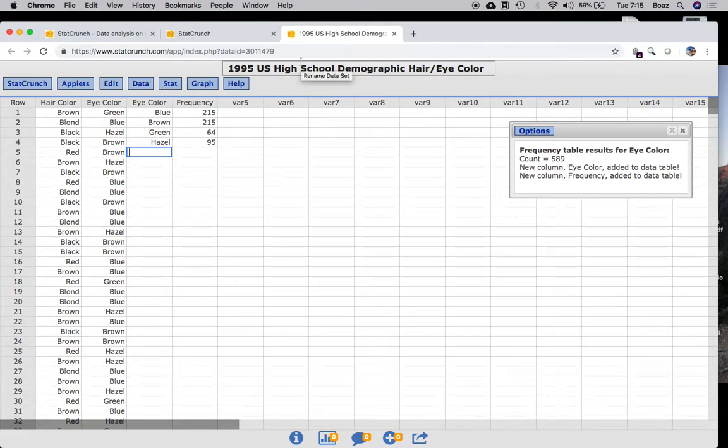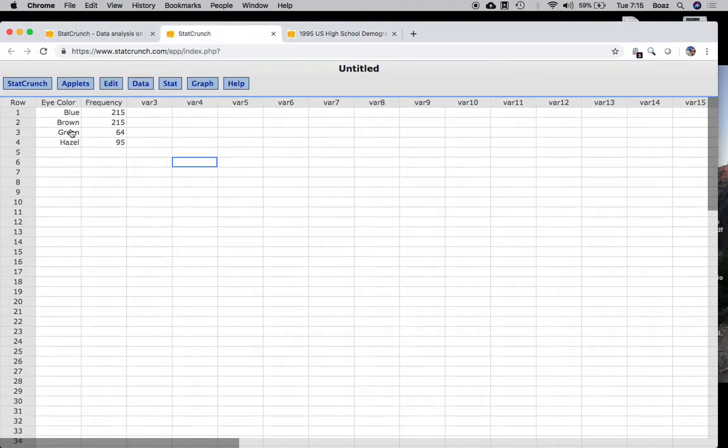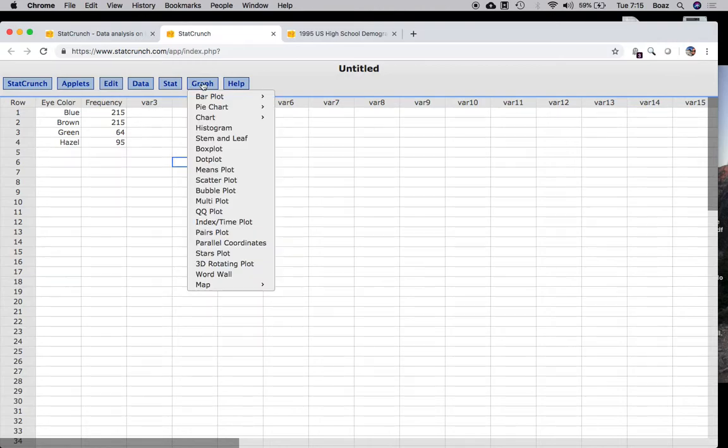High school students. And when we summarized that into a frequency table, we had a column for eye color and the frequency, which told us how many of each we had. And I used Stat > Tables > Frequency to generate that table. But once I have a summary of data, here I have the summary without the original data, then getting the graphs from this is fairly simple.